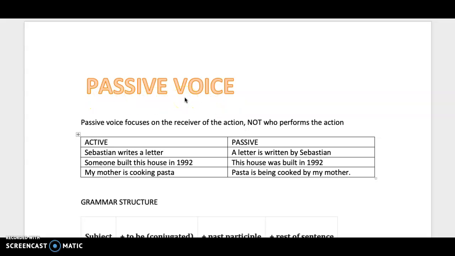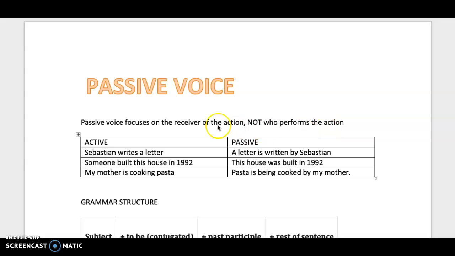So you don't have to worry at all, this topic is very easy. You need to pay attention on how we can use this passive voice and the grammar structure. We use passive voice when we want to focus on the receiver of the action, who or what receives the action, not on who performs the action.